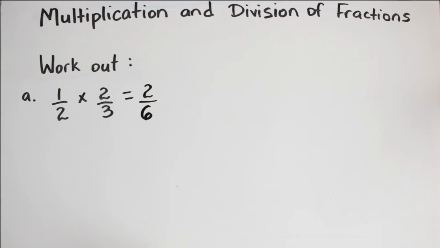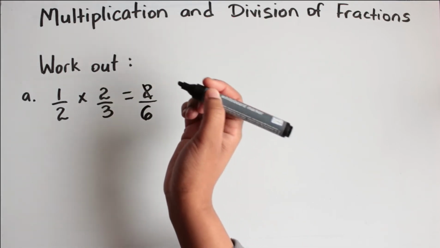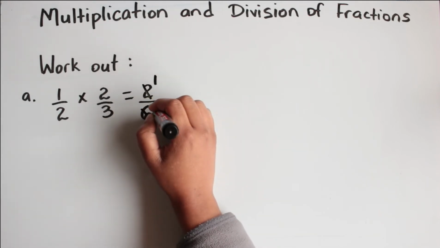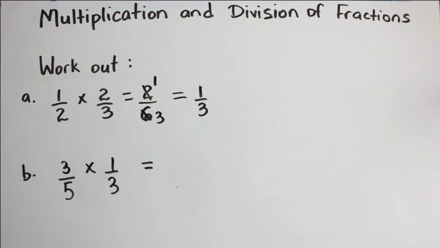What we need to do is to check to see if our answer can be simplified, as that's a very important step. So here we have 2/6. What we can do is find the highest common factor of 2 and 6, which is 2. So 2 divided by 2 gives 1, and 6 divided by 2 gives 3. Our final answer is 1/3.